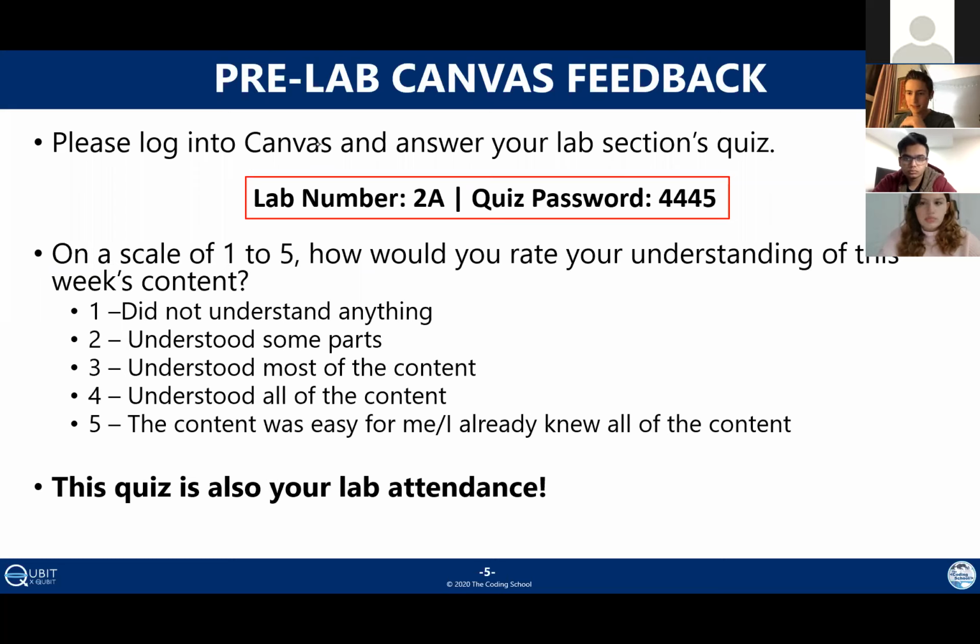Where in Canvas is this survey? And actually related, can you show us how to sign on to Canvas? I don't have access to Canvas as a student, so unfortunately I can't show you exactly what this should look like, but it is posted as a quiz on Canvas, so there should be something along those lines to lead you to the pre-lab Canvas feedback.